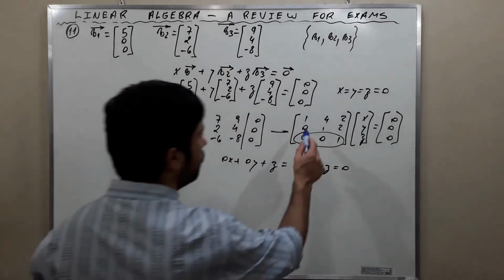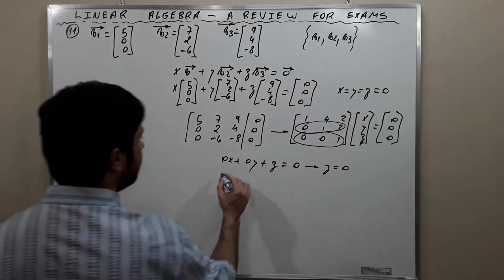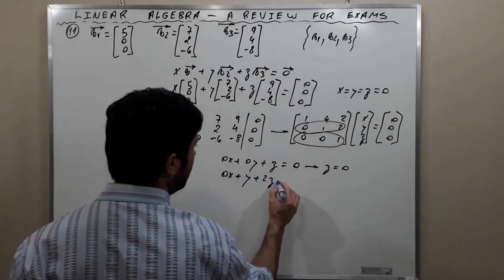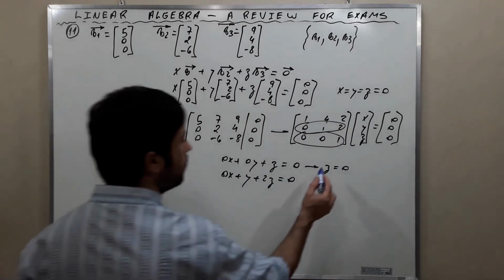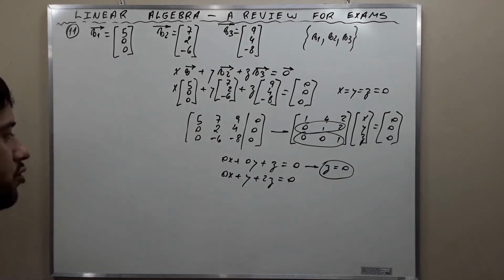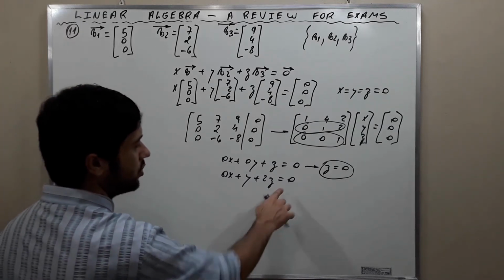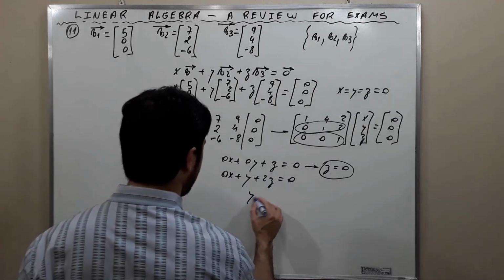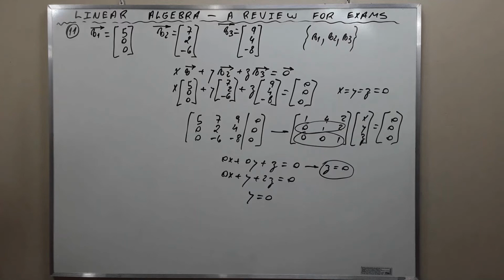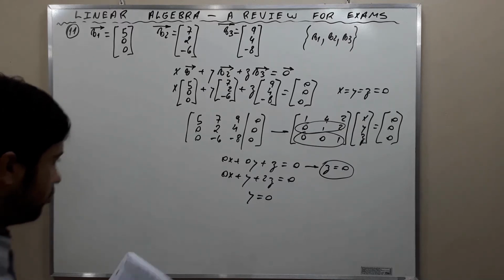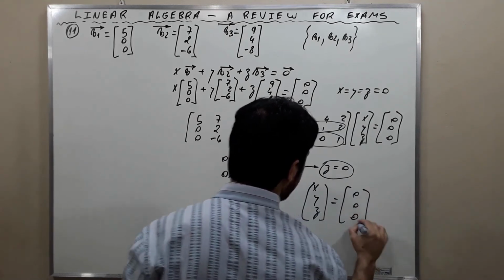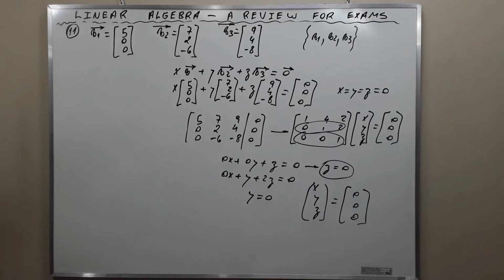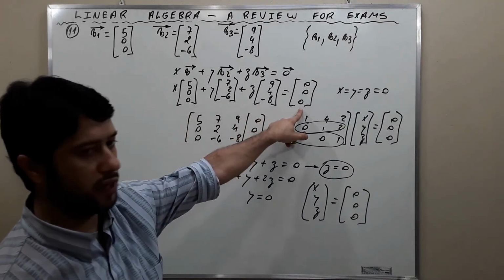And let's inspect this row here. 0x plus y plus 2z equal to 0. Okay, z is already 0, we have already stipulated that z has to be equal to 0. The only possibility then for this equation here to become 0 is to have y equal to 0 here. Okay? Therefore, the only possible solution is the trivial solution. x, y, z equal to 0, 0, 0. The only possible solution is the trivial solution. Only when x, y, and z are all 0, this vector equation here becomes 0.